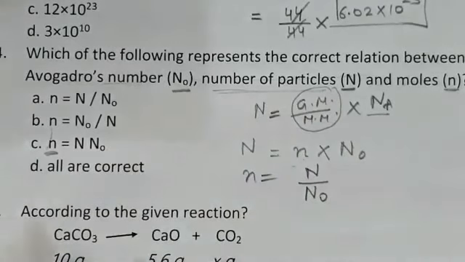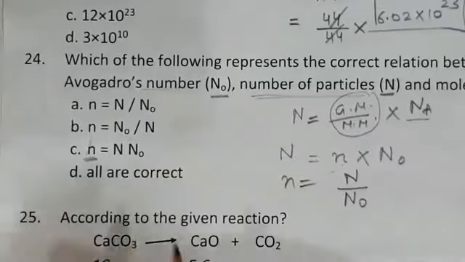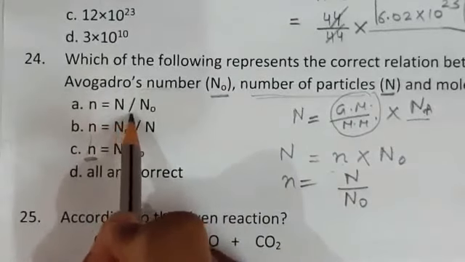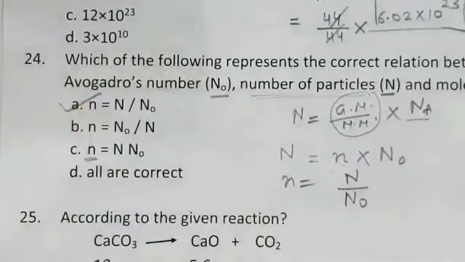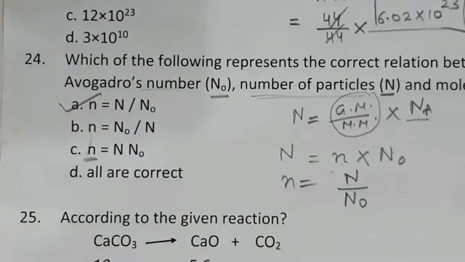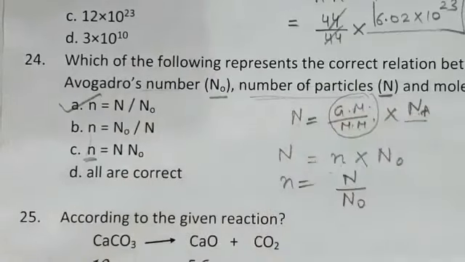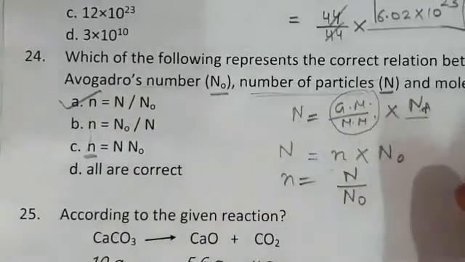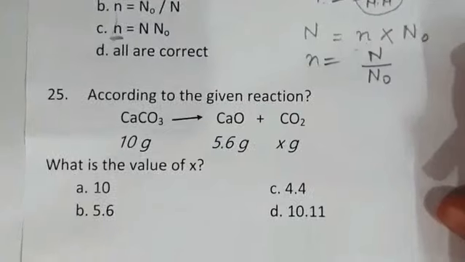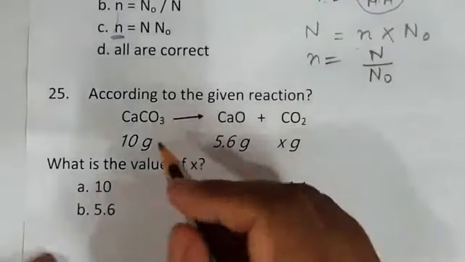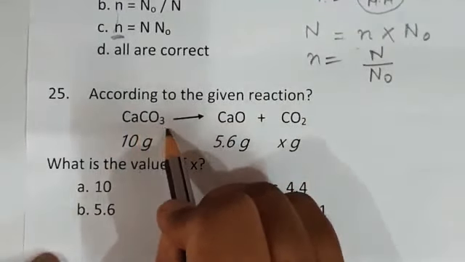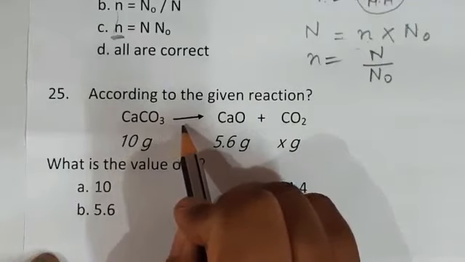So from here small n value is given. So find out the value of small n. It will be capital N divided by N0. Okay. So see here, capital N divided by N0. So the first option is correct. Clear? Number of particles is equal to given mass divided by molar mass into Avogadro's number.